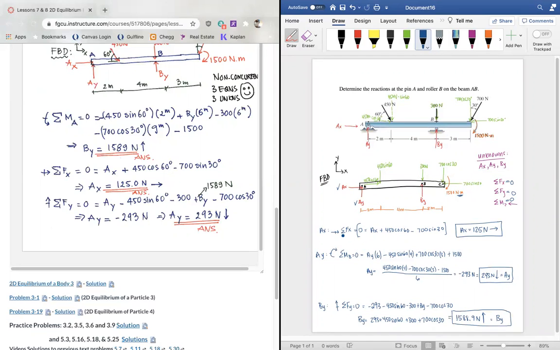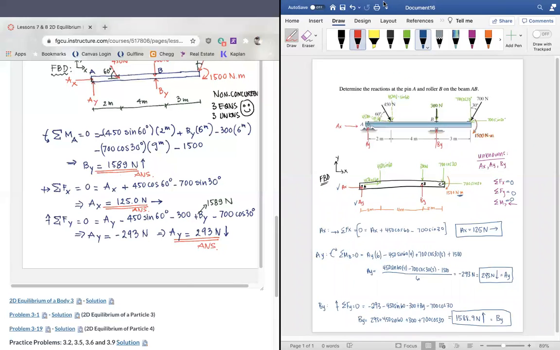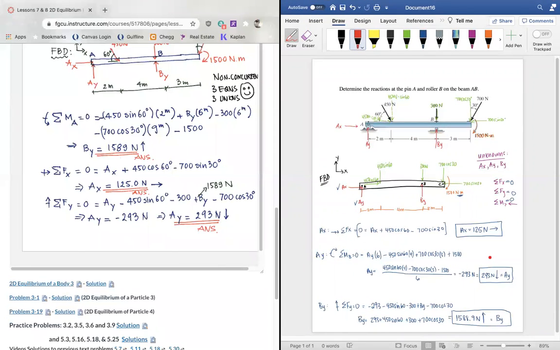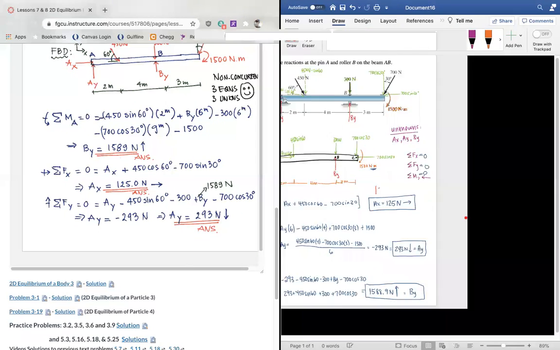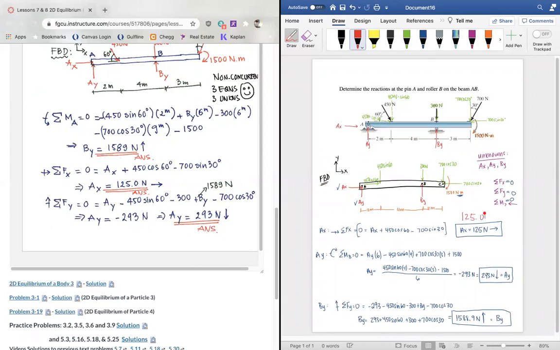So a couple quick things. Technically, I would have gotten points off here because this is, no, this one's fine. This one should be 125.0 Newtons to the right because of the sig fig rule. Same thing, this should be 1589 Newtons up because of sig figs.